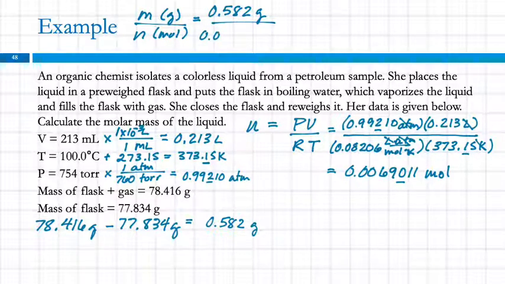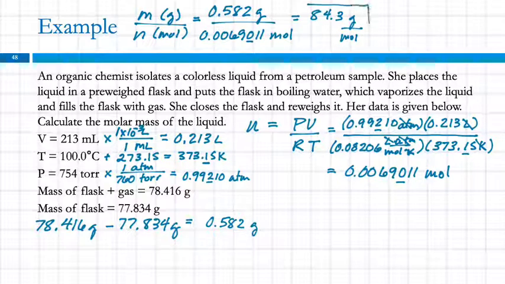So then I put my moles up here. So 0.582 divided by 0.0069011 is 84.3 grams per mole. Reasonable? Yeah, it's greater than 1 and less than a whole bunch. Any questions?